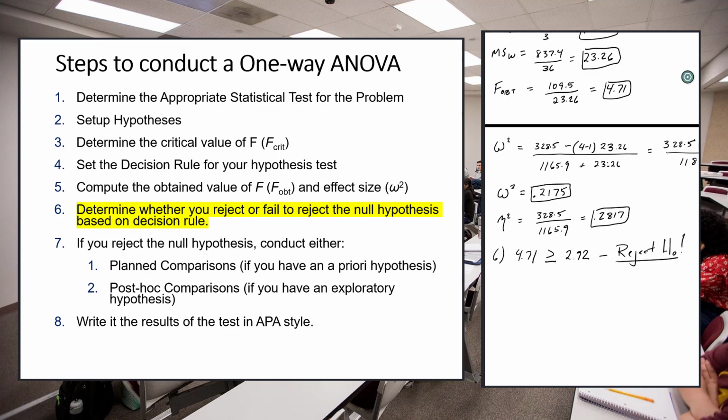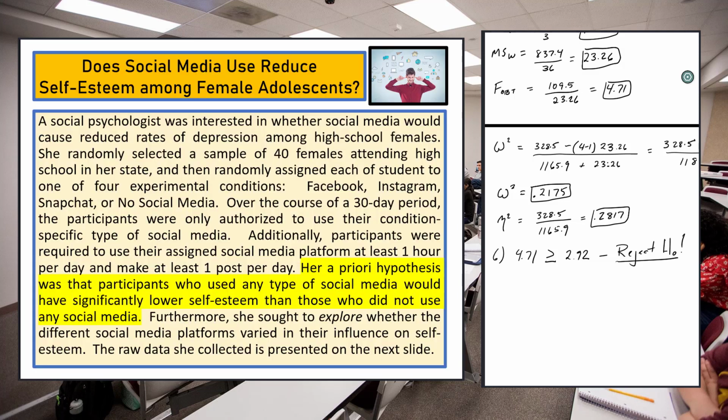In some cases you could, if you have an a priori hypothesis, sometimes it's not even necessary to conduct an omnibus F test. But in this case, we do have a specific hypothesis. We also had some exploratory questions. So we're going to need to do planned comparisons and post-hoc tests. So let's go back and look. If we have an a priori hypothesis, we're going to need to do a planned comparison.